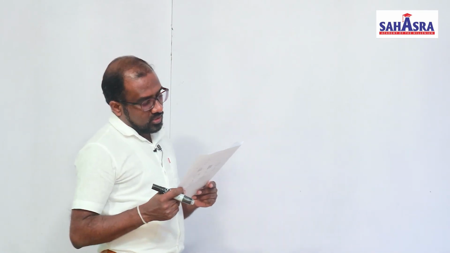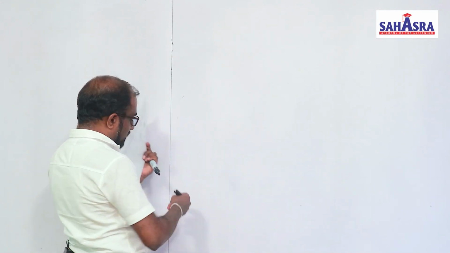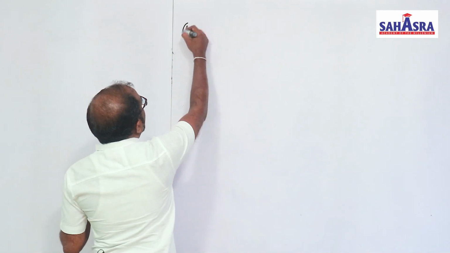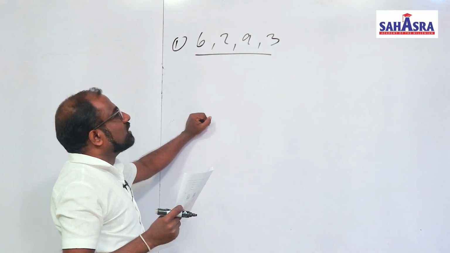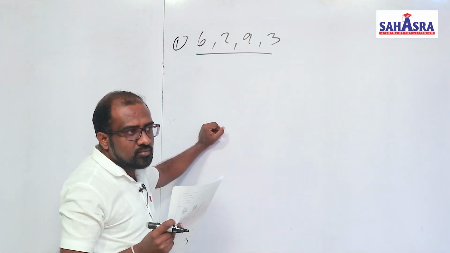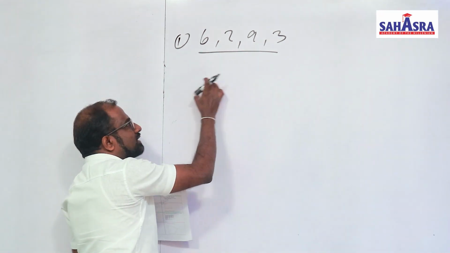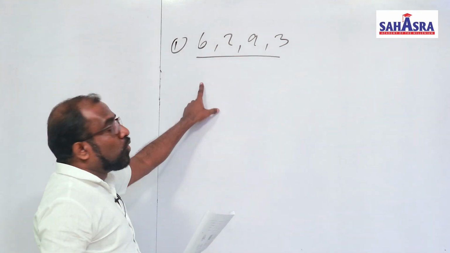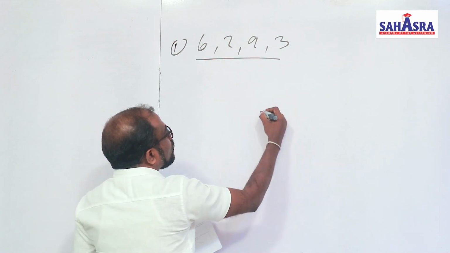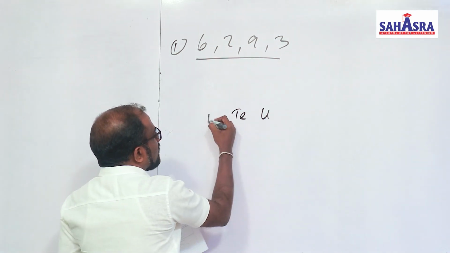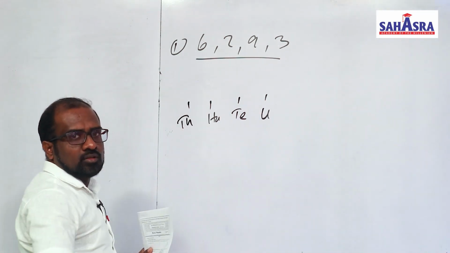First question: write the smallest number that can be made by the digits 6293. You are asked to write the smallest number you can produce from these 4 digits. So it's a 4-digit number. If you have 4 digits, what are the place values? There should be units, tens, hundreds, thousands.